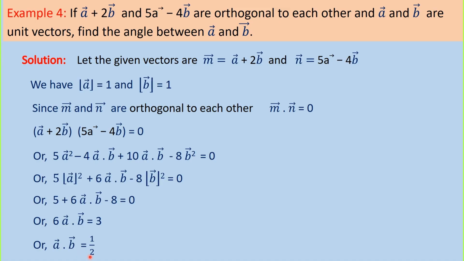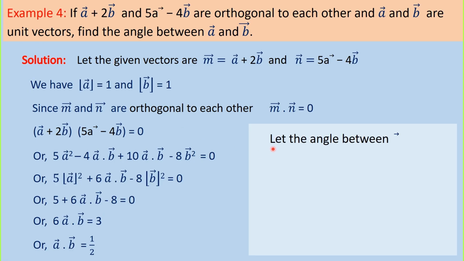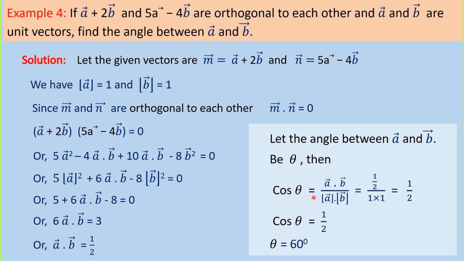Now let the angle between vector A and vector B be theta. Then by formula, cos theta is equal to vector A dot vector B over modulus of vector A dot modulus of vector B. When we replace the value of vector A and vector B and modulus of vector A and modulus of vector B, we can get cos theta is equal to 1 over 2. When cos theta is equal to 1 over 2, then theta is equal to 60 degree. This is the required answer.